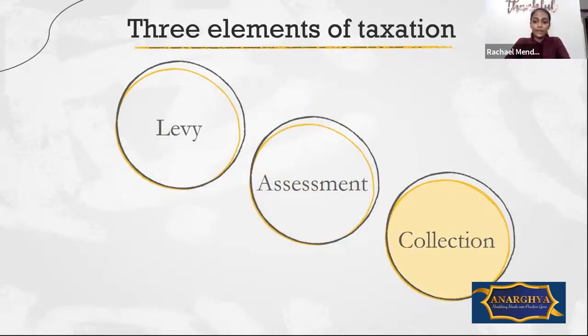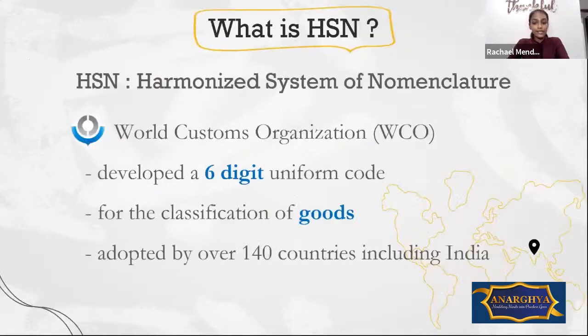Having understood why classification is so important, we'll come to today's topic, HSN. HSN stands for Harmonized System of Nomenclature. It is a 6-digit code that is used for the classification of goods. It was developed by the World Customs Organization for the purpose of uniformity in classification throughout the world. Many countries have adopted this classification, including India.